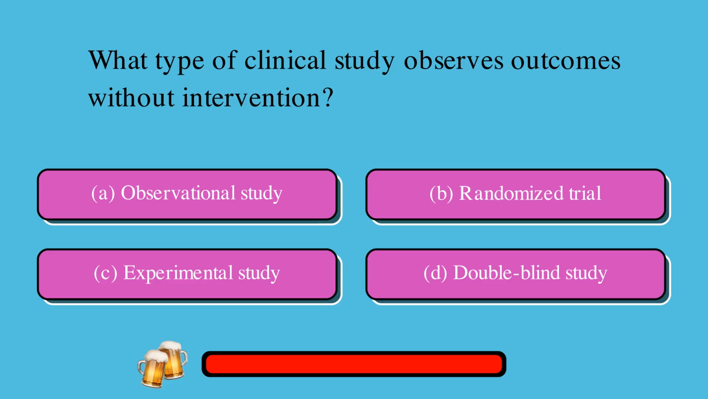What type of clinical study observes outcomes without intervention? A, observational study, or B, randomized trial, or C, experimental study, or D, double-blind study? The correct answer is A, observational study.